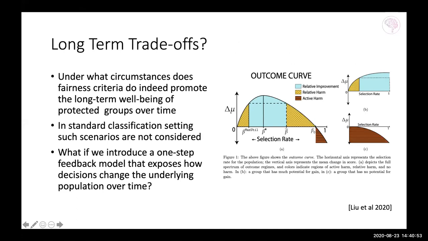And then there are also trade-offs with respect to the long-term effects of fairness. That's another somewhat neglected area of research within the context of fairness, mainly because it's a problem which is extremely hard to not just address, but also formulate.